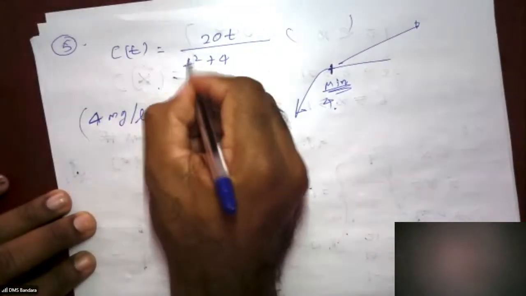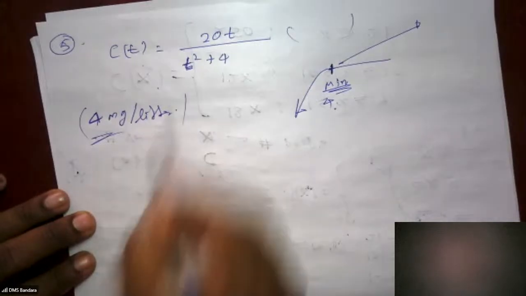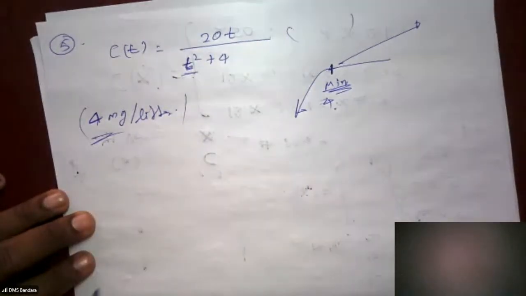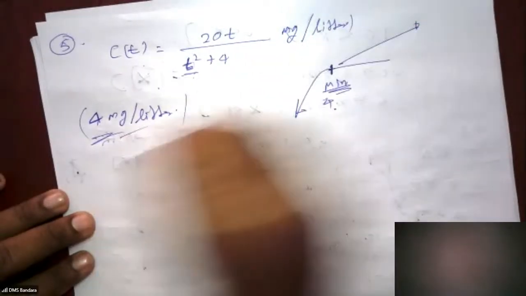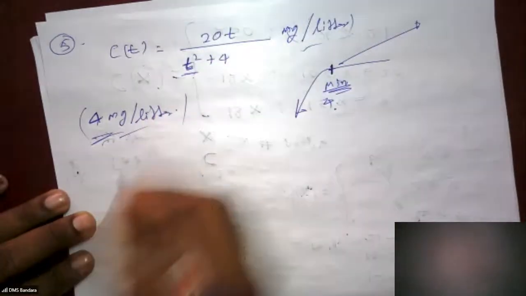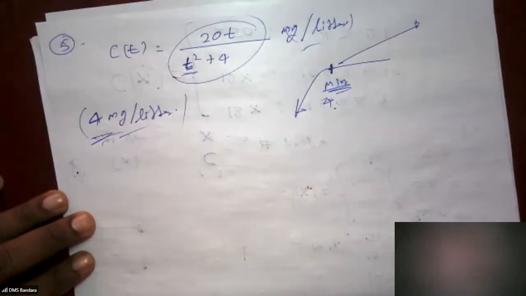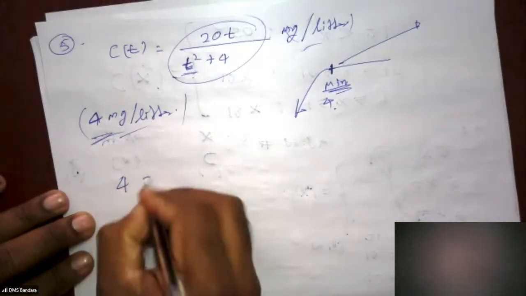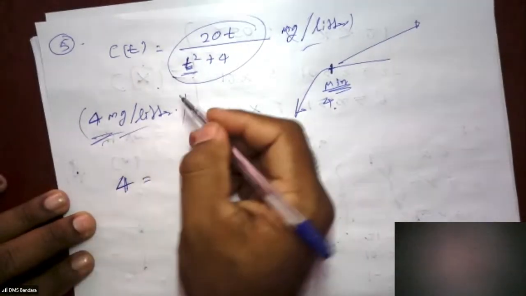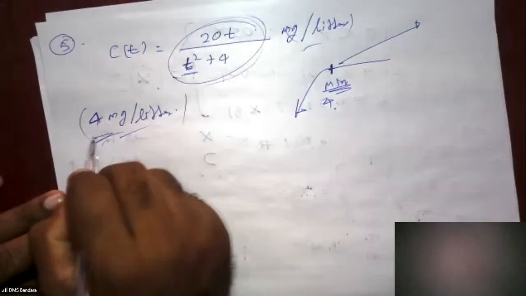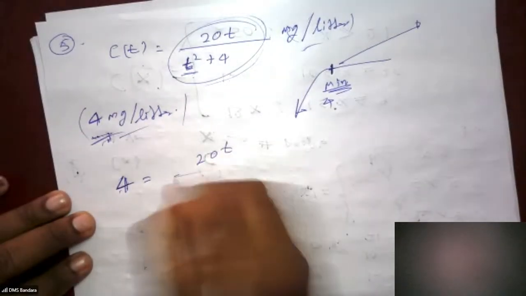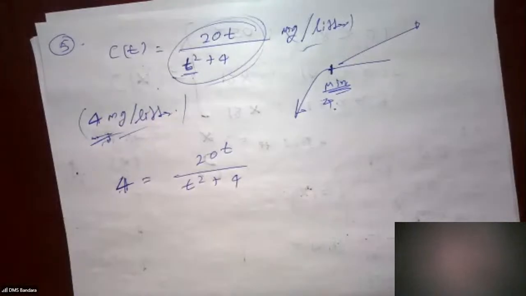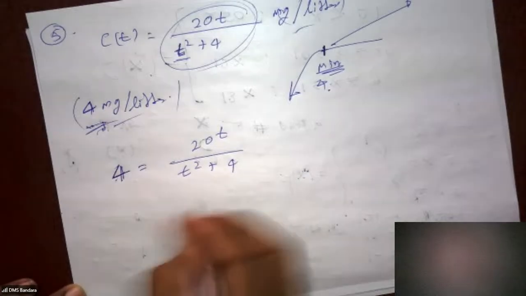First we need to check at which time it reached 4. Therefore, the unit of this equation is milligrams per liter. The units are the same. Equate the right side of this formula to 4. Now we want to check at which time this function reaches level 4. 4 equals 20t over t squared plus 4. This is a quadratic equation. Solve this quadratic equation to find the t value.